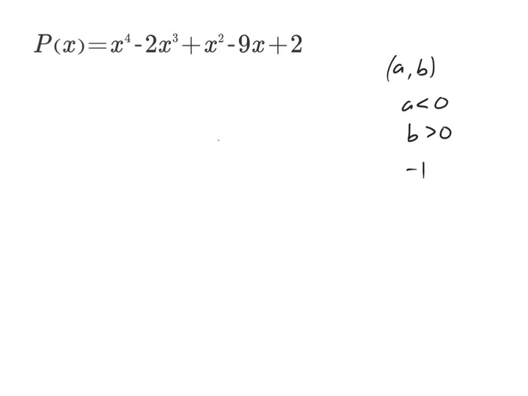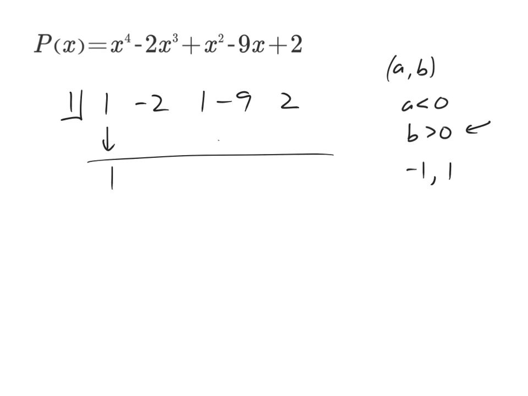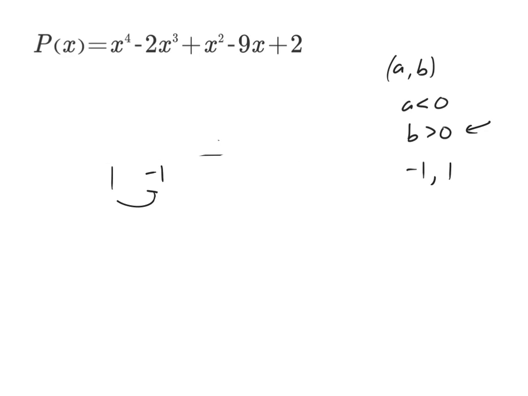So my next integer is going to be 1, because 0 we can't use, because remember, for an upper bound, we have to have B bigger than 0. So then I get 1, -2, 1, -9, 2. This becomes 1, and then 1 times 1 is 1, -1. -1 times 1 is -1, 0. 0 times 1 is 0, -9, -9, -7. Switches signs right there, therefore it doesn't work. Let's try the next one.